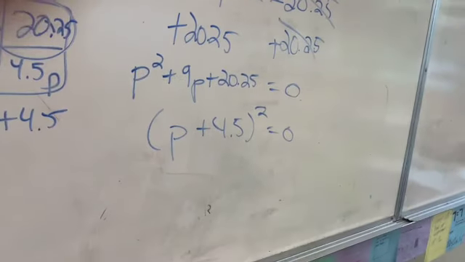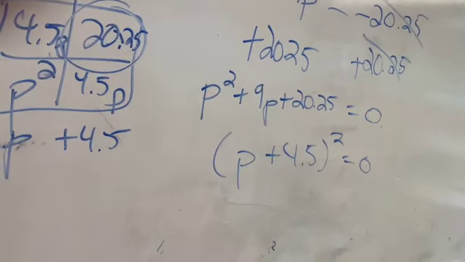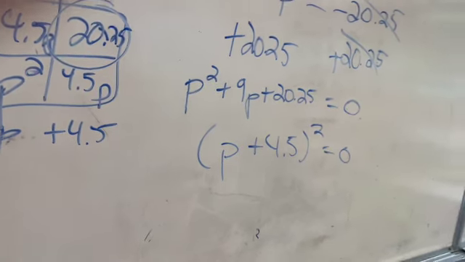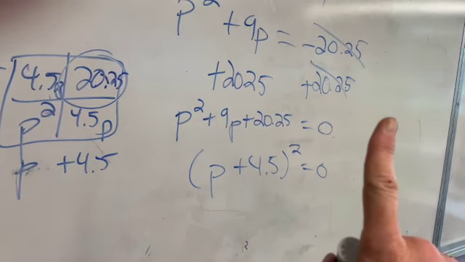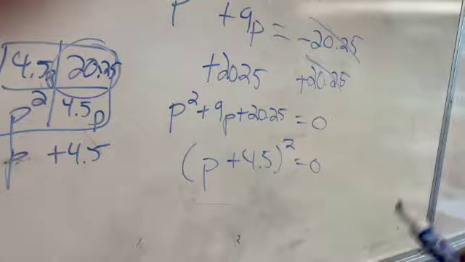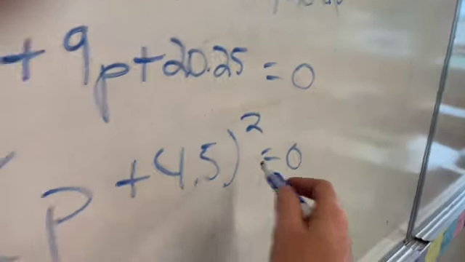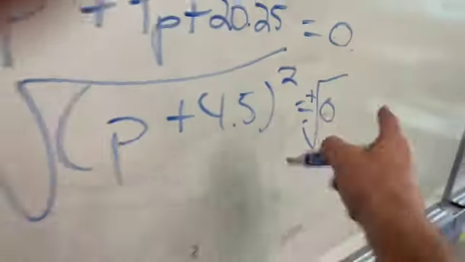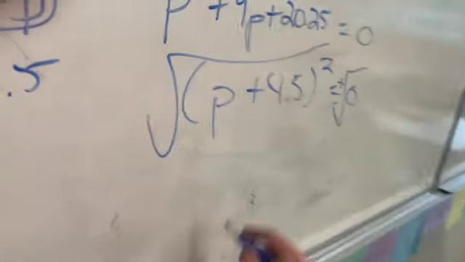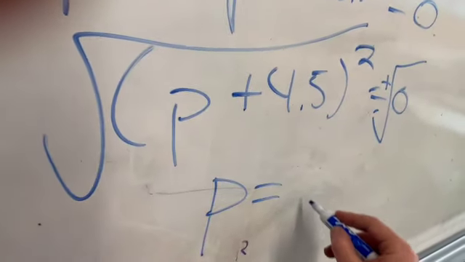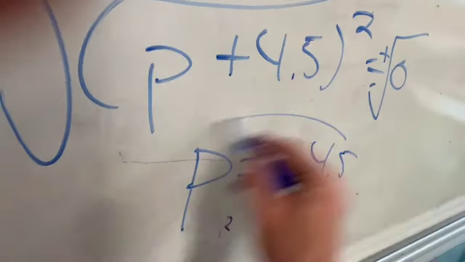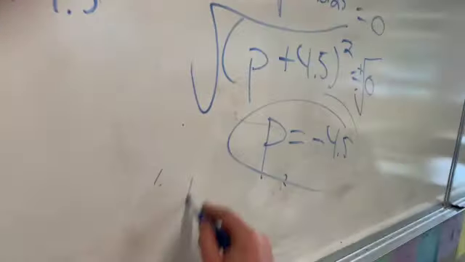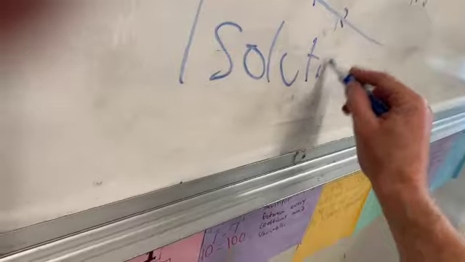When I take the square root of both sides, how many square roots of 0 are there? Just 1, because 0 times 0 is 0. Does 0 have any signs? No, 0 does not have any signs. So if I put that plus or minus in front, it's not going to give me 2 numbers. It's just going to be 1 number. So my answer here is p equals -4.5. Only way to get to 0. So we have 1 solution for that one.